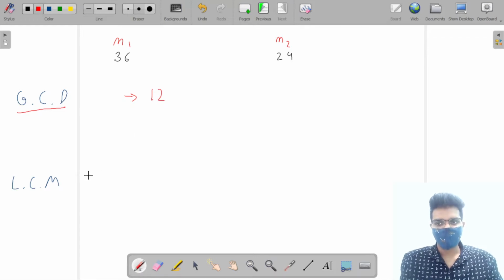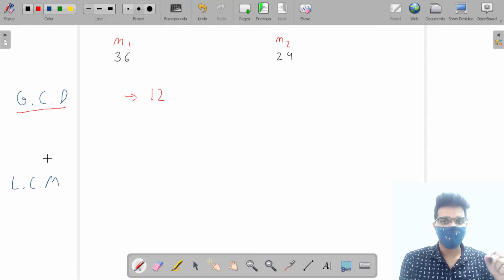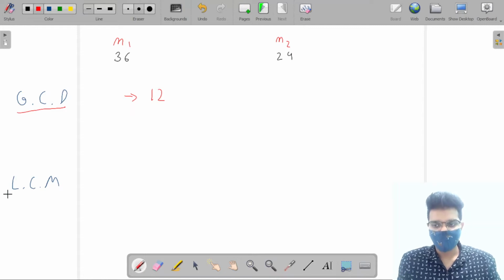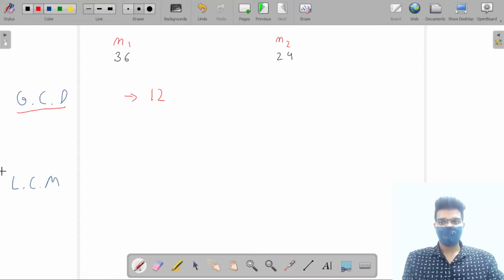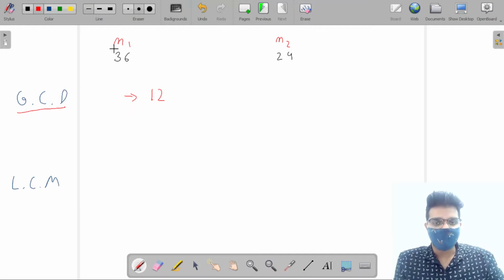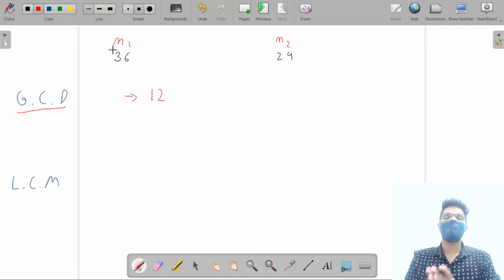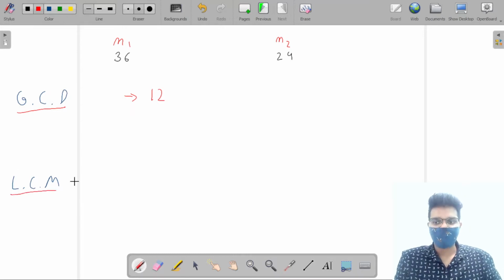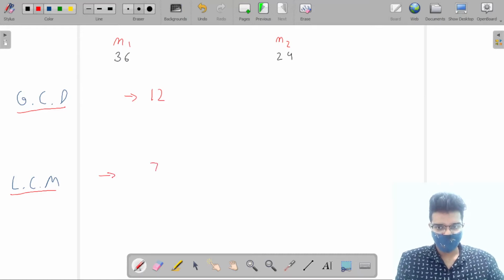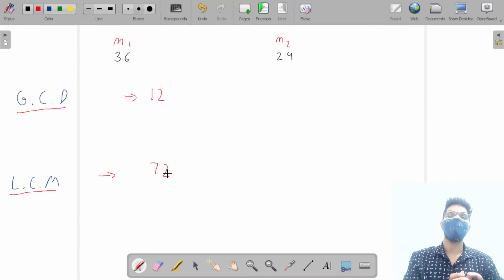And what is LCM? LCM is the lowest common multiple. So the lowest multiple of these two numbers, n1 and n2, or you can say the lowest number that comes in the table of both n1 and n2, is your LCM. In this case, our LCM will be 72. So this is your question. I first recommend you to try it yourself before moving to the solution.